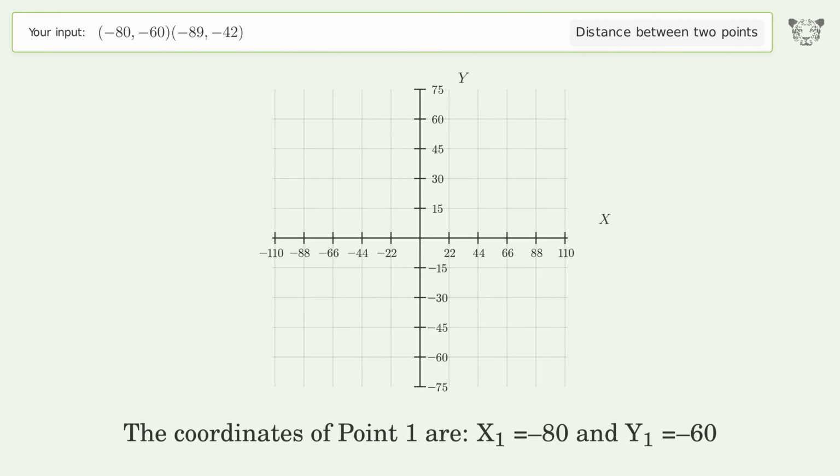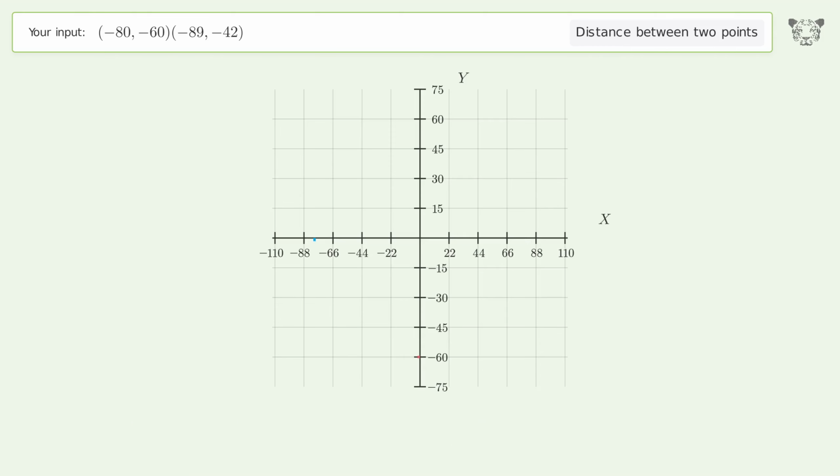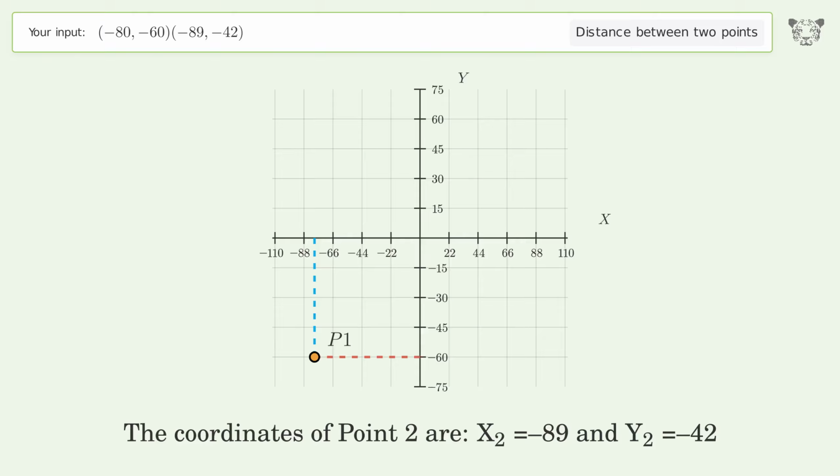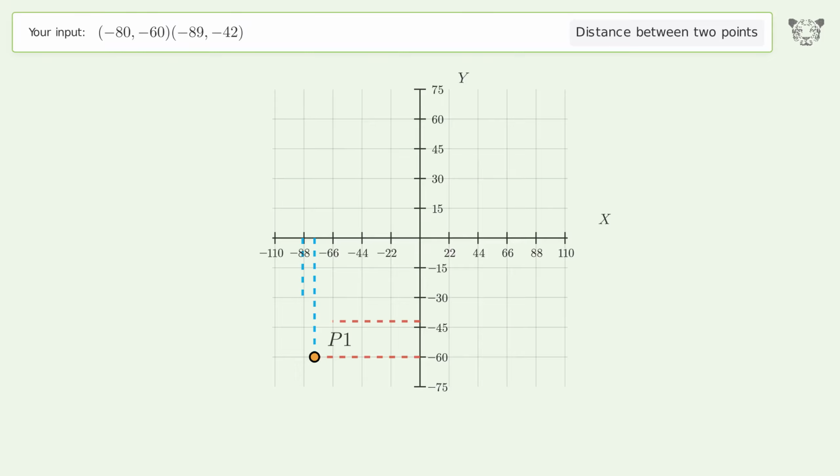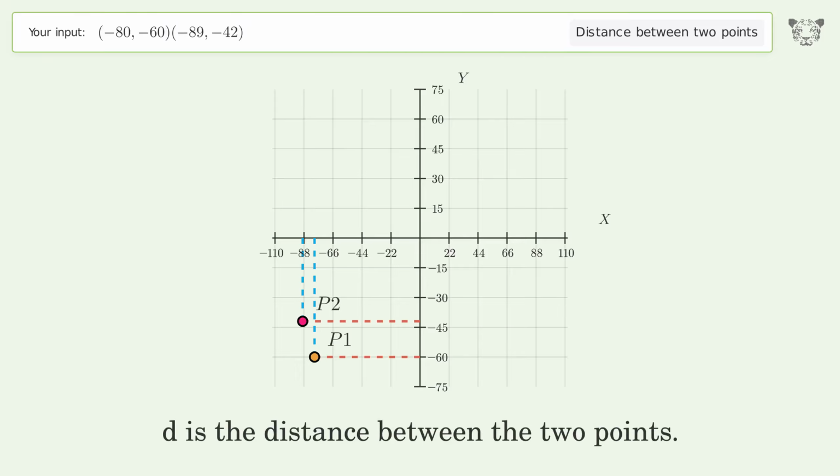The coordinates of point 1 are x1 equals -80 and y1 equals -60. The coordinates of point 2 are x2 equals -89 and y2 equals -42. D is the distance between the 2 points.